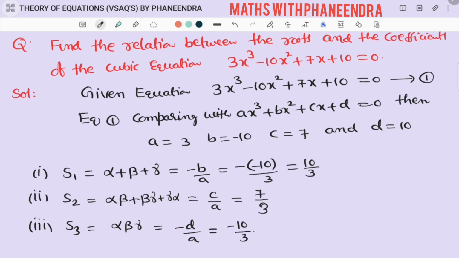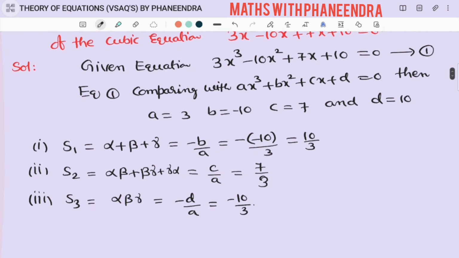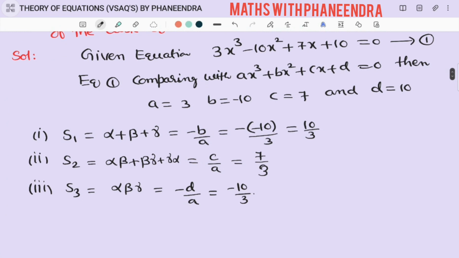This is the way you can consider. Suppose it is a monic cubic equation. Always for a monic cubic equation you have to consider x cube, the highest power, with the leading coefficient 1 by taking it common, and then write the relation between roots and coefficients. I hope you understand that.